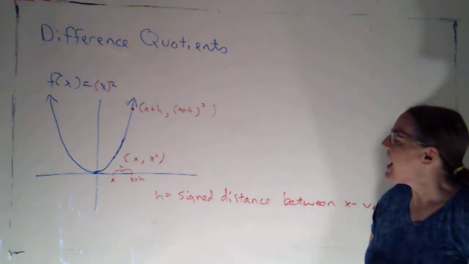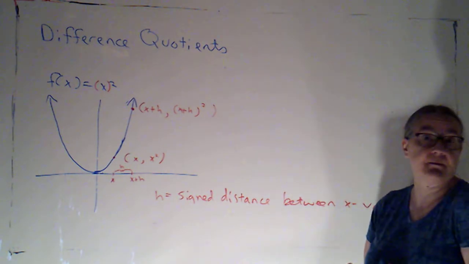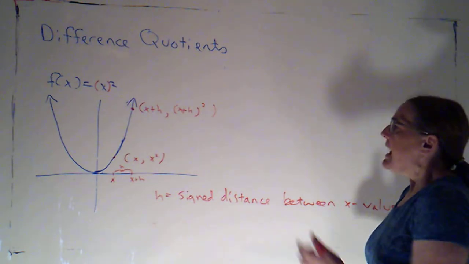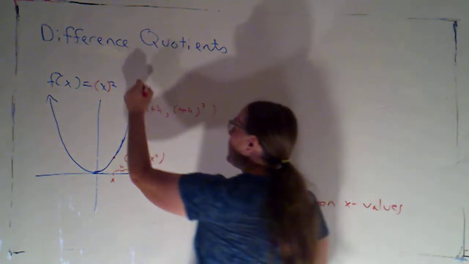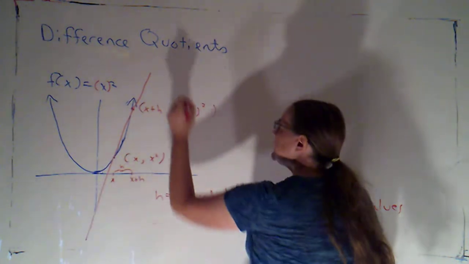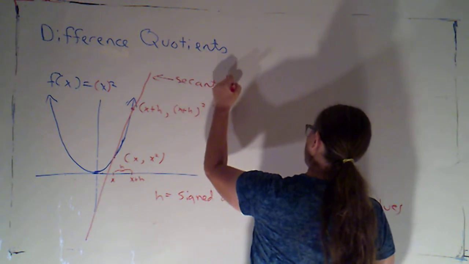Okay. All right, and generally h will be a small number, although in theory it could be a big number as well if I wanted points that were really far away. Now what I can do, once I have 2 points, they determine a line. That line we call a secant line.